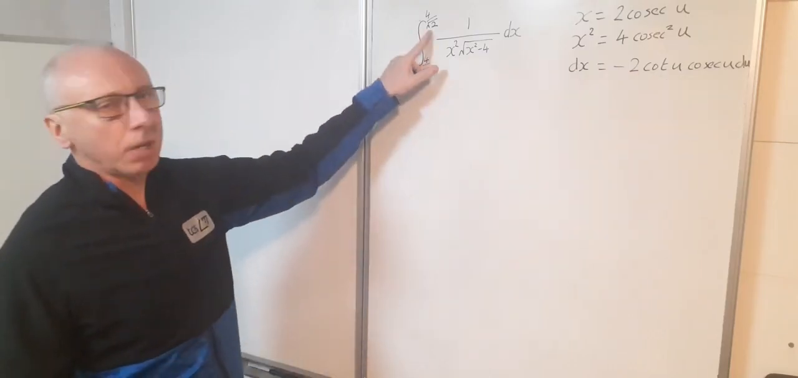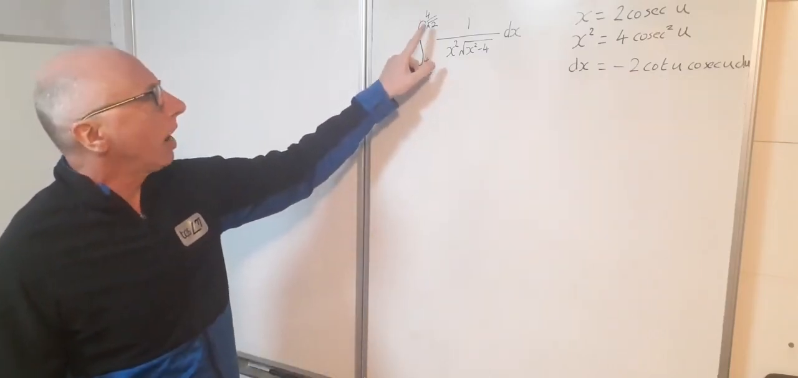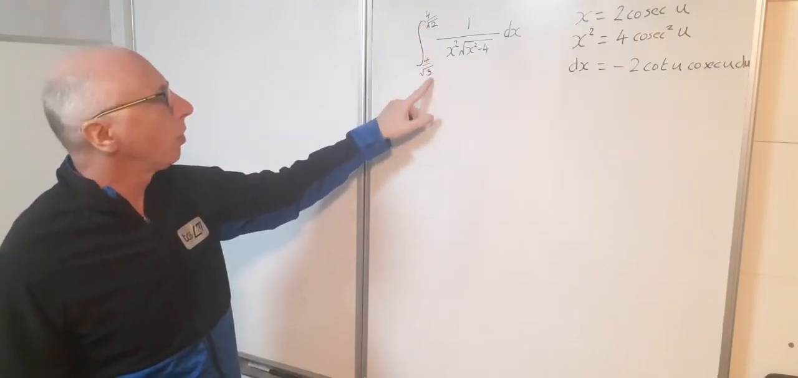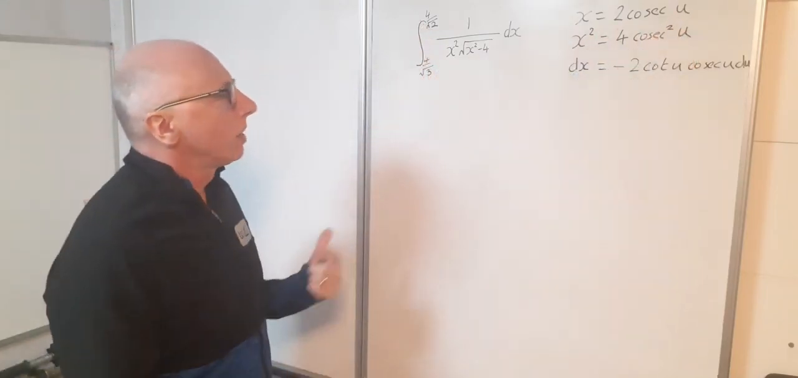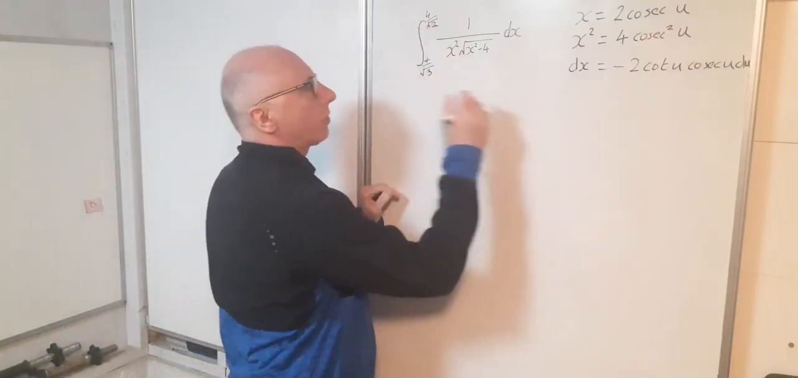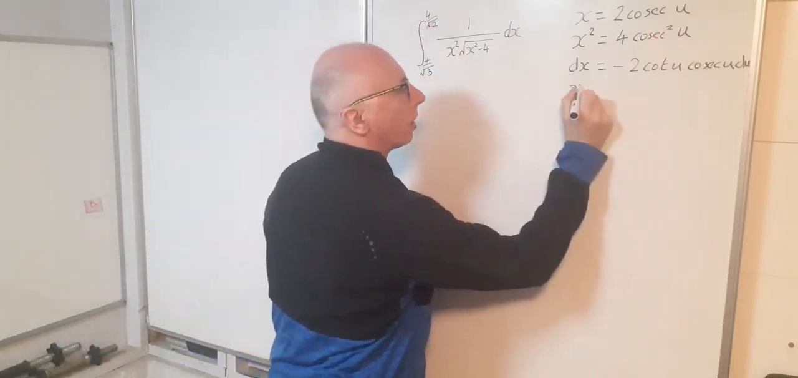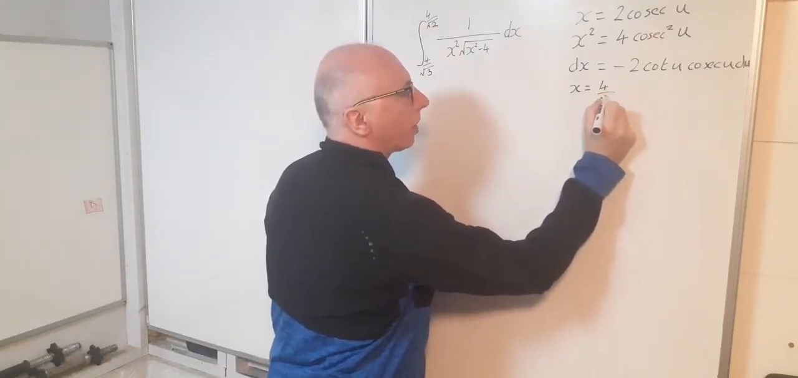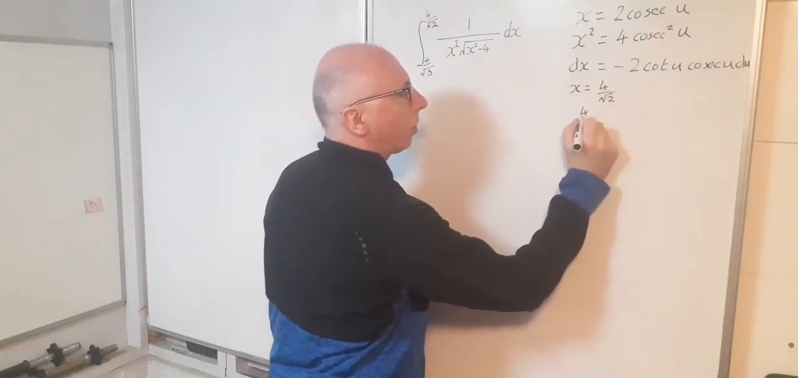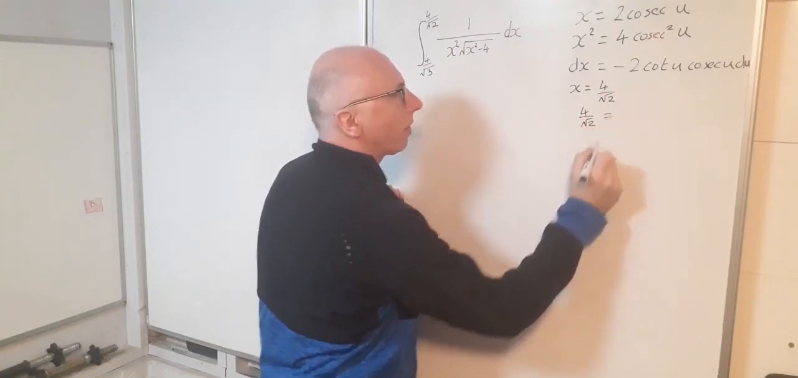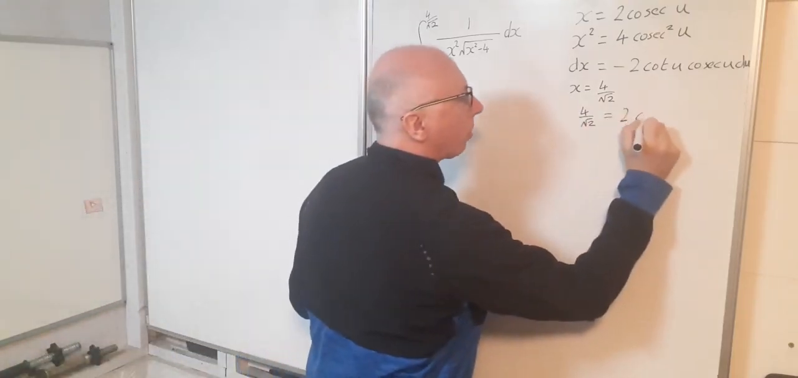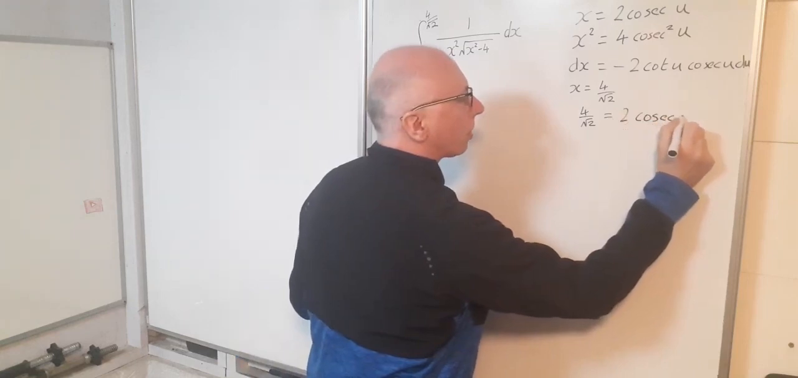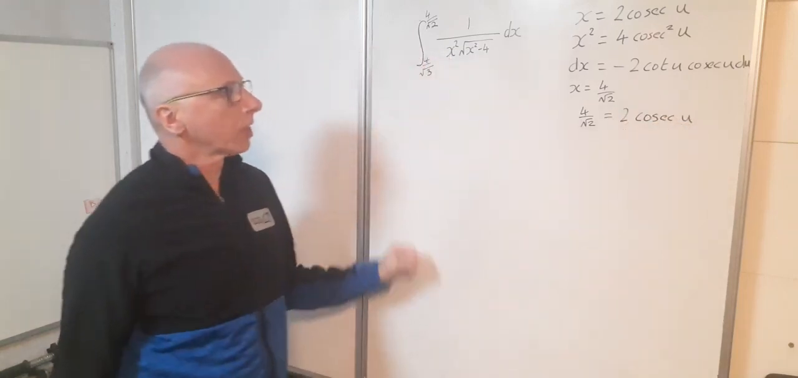Now I need to deal with my parameters. So I've got x at 4 over root 2 and 4 over root 3. So I now need to find out what my u is. So let's take care of that. When x is 4 over root 2, let's deal with that one first. So I've got 4 over root 2 equals 2 cosecant u, and then I need to solve for the u.